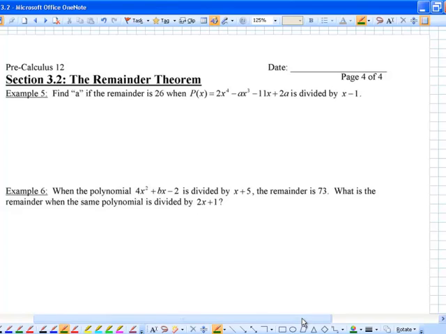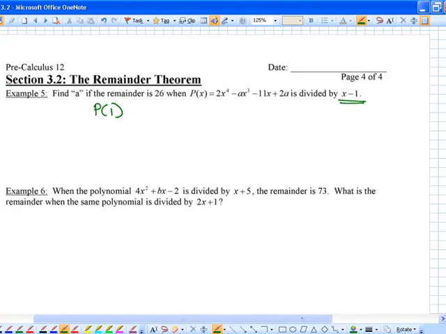Okay, what about this one then? Change it up a little bit. I said find the value of a, and a is part of the polynomial. If the remainder is 26 when this ugly polynomial is divided by x minus 1, we know it's divided by x minus 1, so what should we plug in for x? Yeah, 1, good. So let's do that.